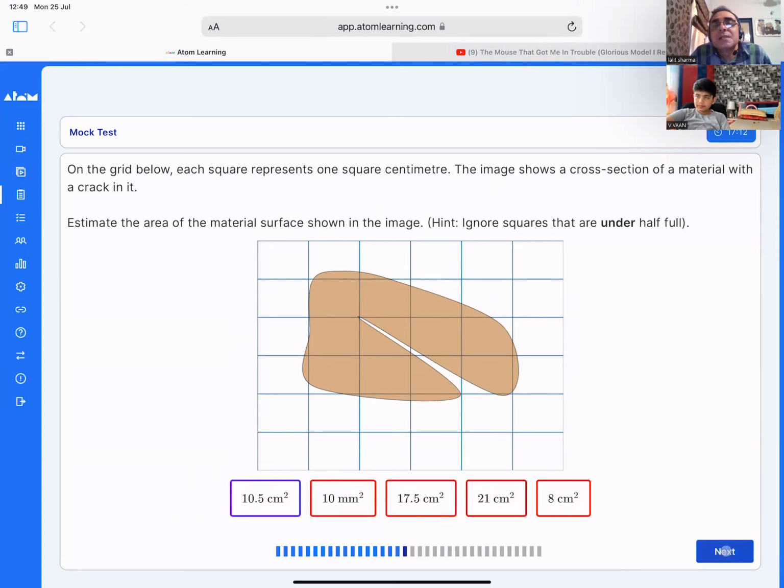3, 4, 5, 6, 7, 8, 9, 10. And you say 10 and a half. You're supposed to take either... it's 10 and a half. The last one you're taking half. Okay.